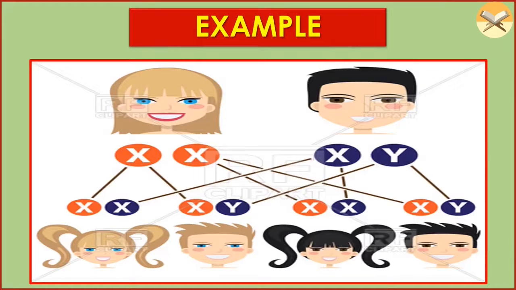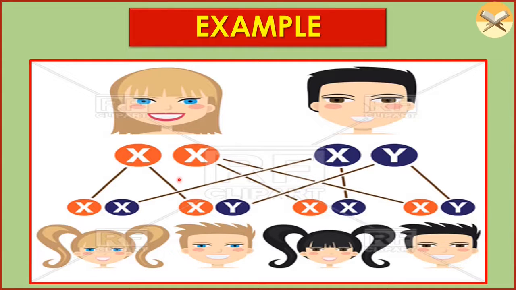Let's discuss an example of inheritance. Here there is a mother on one side and a father on the other side. Mother has blue eye color with brown hair color and father has brown eye color with black hair color. The chromosomes are also represented. XX chromosome is for female and XY chromosome is for male.